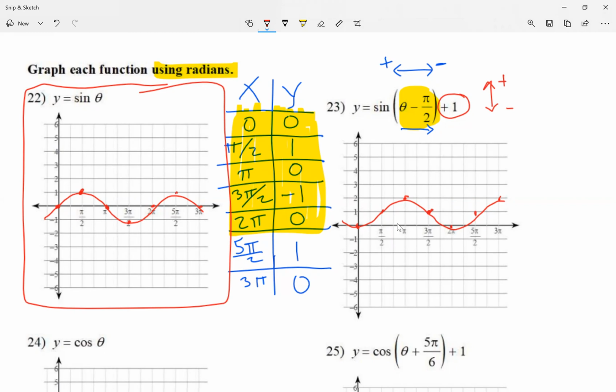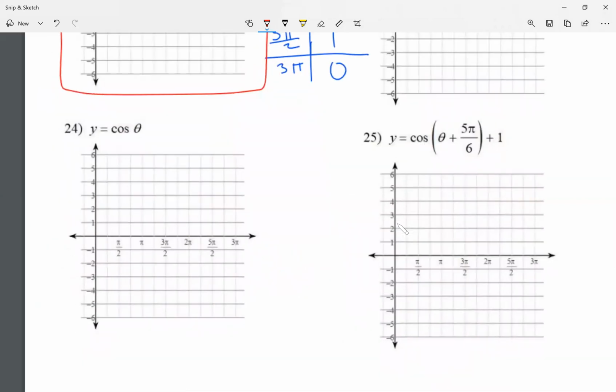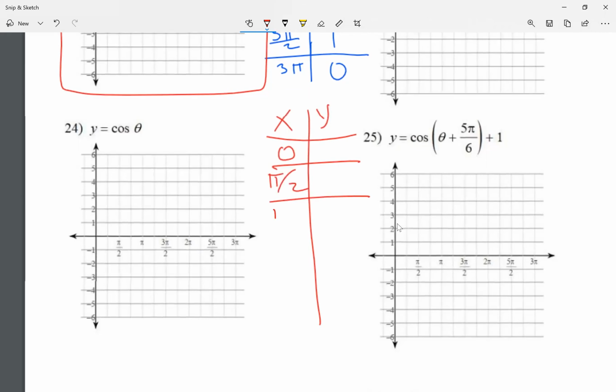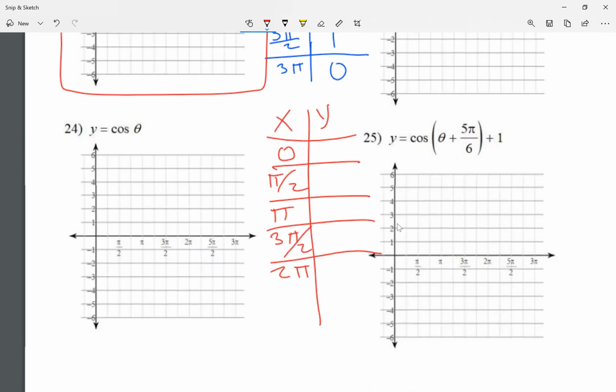Let's take a look at question number 24. Now let me get a parent function of cosine. So let me create a table of x and y values. And because I'm doing this in radians, for the x values I'm going to use 0, pi over 2, pi, 3 pi over 2, and 2 pi. The period for cosine is 2 pi.